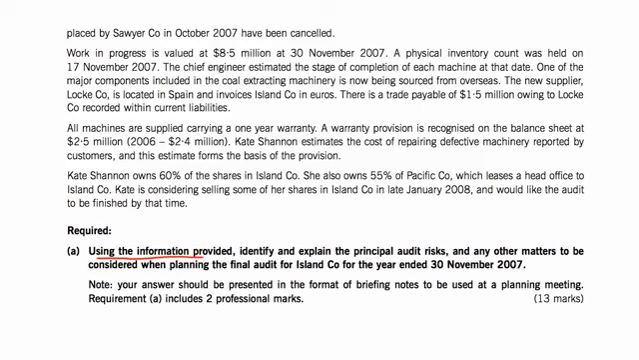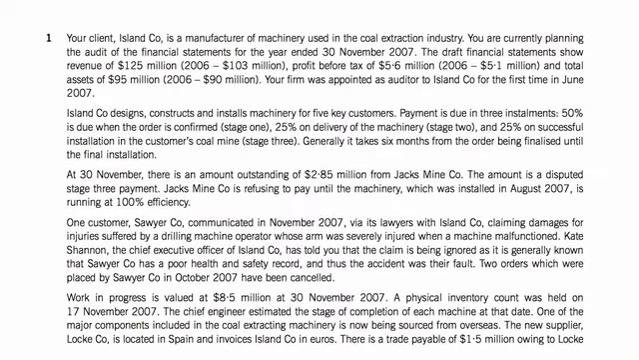Using the information provided, identify and explain, so that's a couple of sentences per point, the principal audit risks. What's an audit risk? The risk that we might get an opinion wrong. The risk that they may have put something in that's wrong and we haven't noticed. So identify and explain the principal audit risks and any other matters to be considered when we're planning. Okay, 13 marks. I want to really come up with 13 things, I think, on this one.